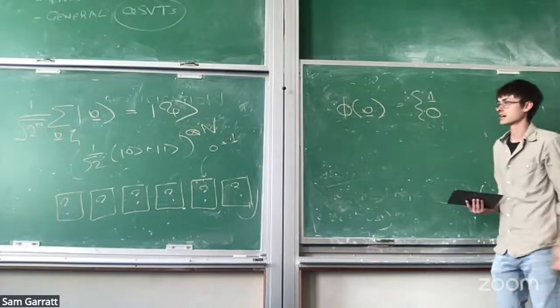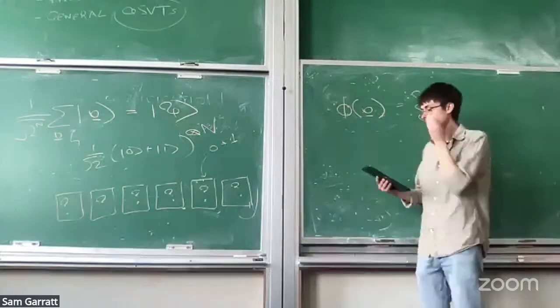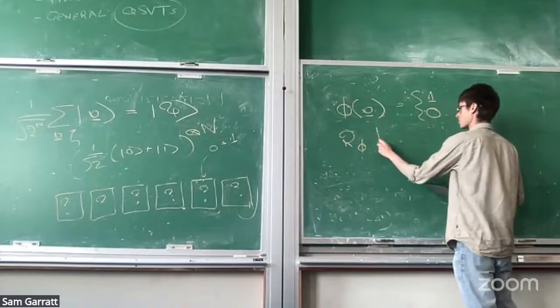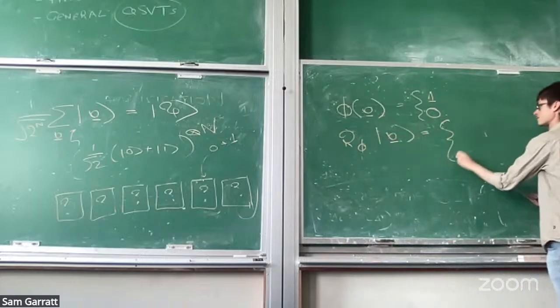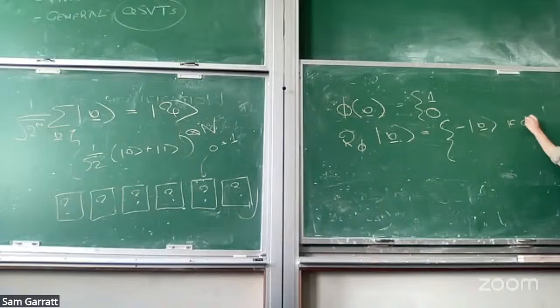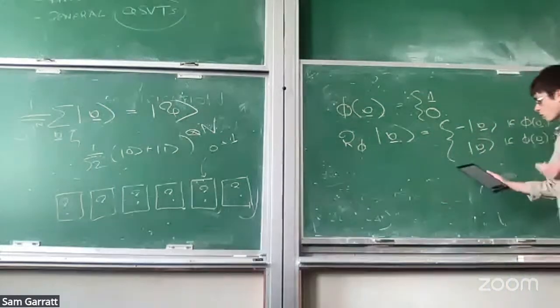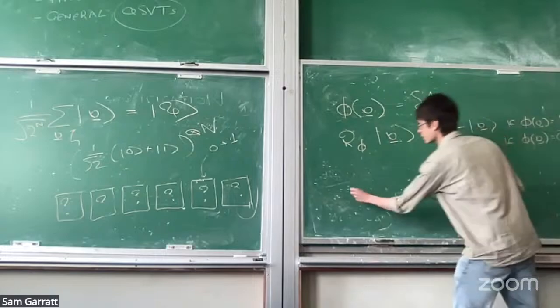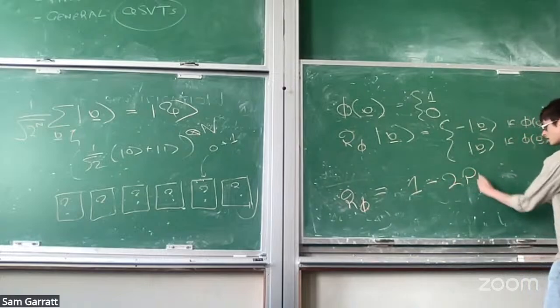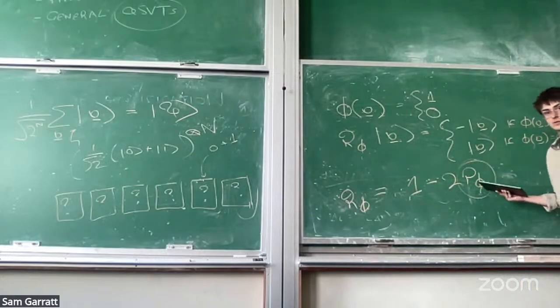Given a bit string, we're going to construct a quantum circuit that has the following property. Let's call this unitary R phi. It has the property that we get minus b, so we have a phase flip, if phi of b is 1, and we have no phase flip if phi of b is 0. I call this a reflection. We can write R of phi as 1 minus 2 P of phi, where P of phi is the projection operator into the space of solutions.